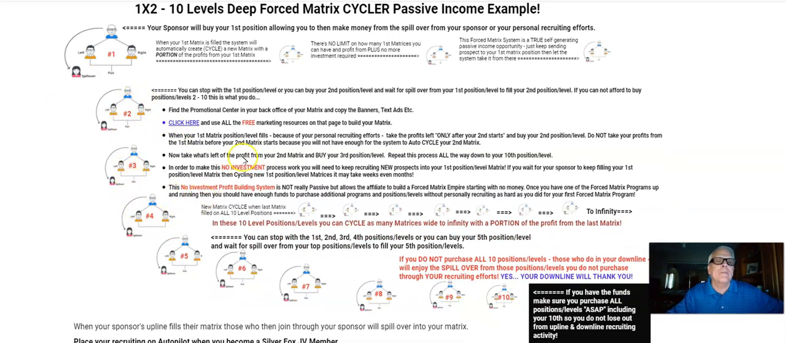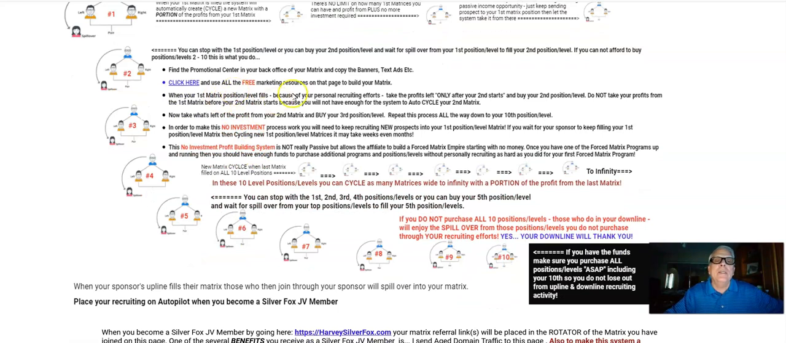So when your first matrix position fills, because of your personal recruiting efforts, take the profits left, of course, only after your second level starts here, and buy your second position level. Do not take your profits from the first matrix before your second matrix fills. If you do that, it's not going to spill over down here. You need to have this fill, and you need to have some money coming in from either your sponsors' recruiting efforts or yours, and it'll spill down into your second level. But if you don't buy this second level, it's going to go down into your downline. In just a minute, I'll talk about that in more detail.